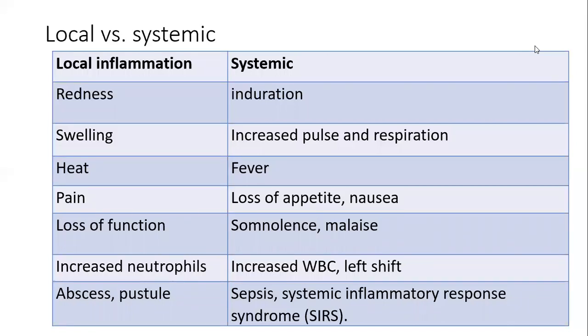Systemic results in induration, and then you get a whole body response, which causes an increased pulse and respiration, a fever. There's usually a loss of appetite associated with it and nausea, somnolence and malaise, so your level of consciousness is depressed.